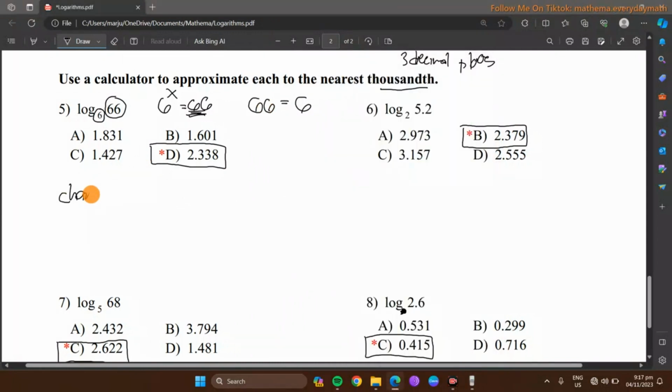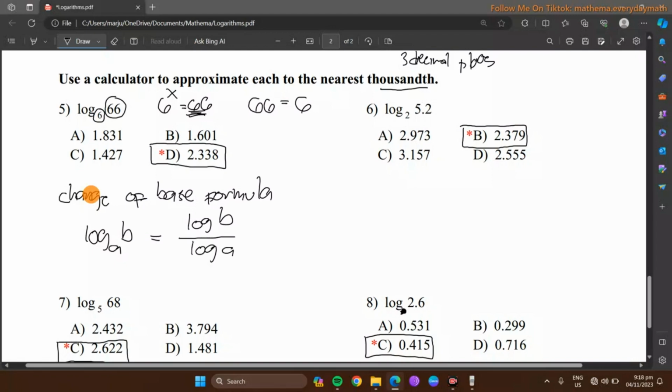change of base formula. Sorry pangit yung penmanship ko. Alright, change of base formula. So, ano ba yung change of base formula? Ang sabi ng change of base formula, pag meron ka daw log of b with base a, you can actually make use of the base 10 to evaluate this particular expression. So, this is just equal to the log of b over the log of a.